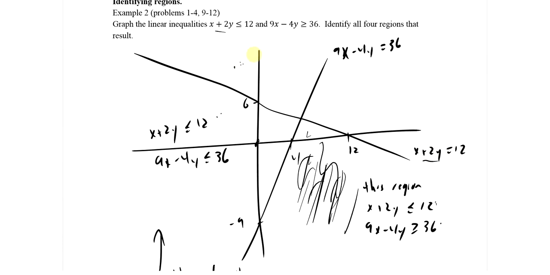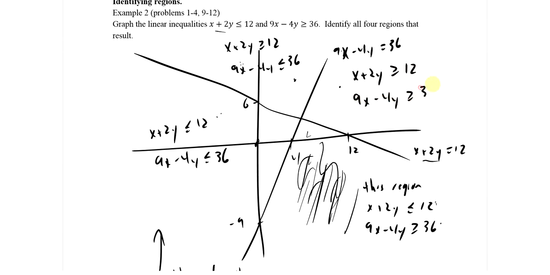So the inequalities for this region up here must be x plus 2y is greater than or equal to 12, and 9x minus 4y is less than or equal to 36. And then if we cross going from here to here, we're crossing the line 9x minus 4y equals 36, so this inequality should switch from less than to greater than on this side. And then if we went back here, this should switch from greater than to less than, which is what we got there.